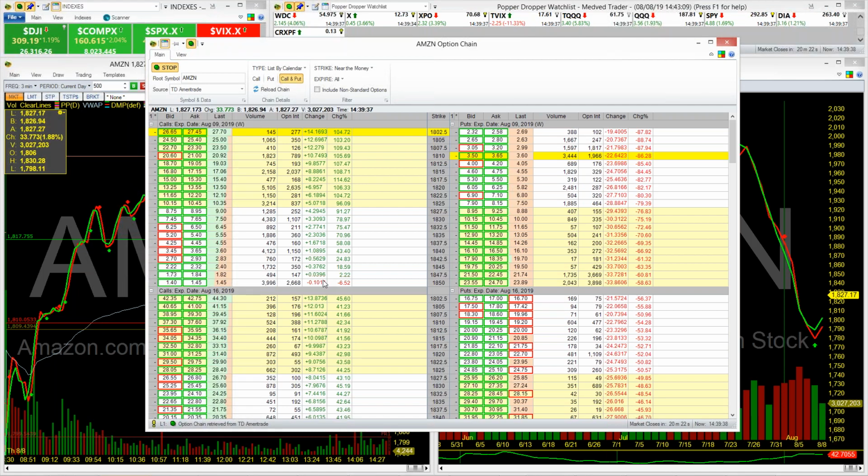So if somebody buys that 1810 put for 370, because they anticipate the stock is going to go down tomorrow, and the stock doesn't go below 1810, that 370 they just spent becomes zero. Any questions about that?